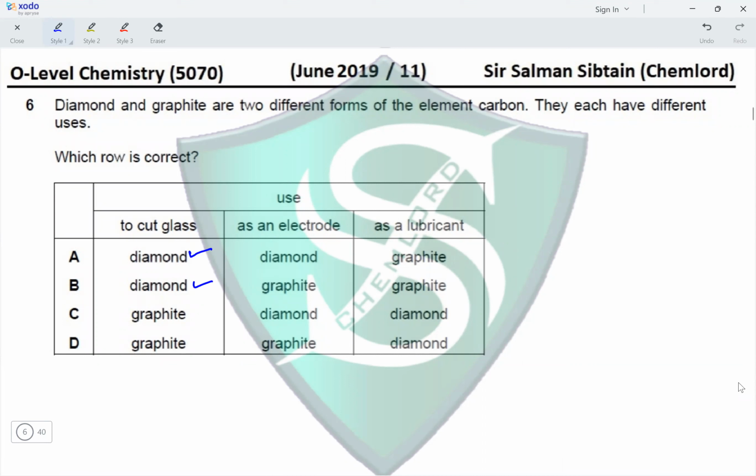So option C and D have been eliminated. As an electrode, that would be graphite. So option A has been eliminated. And as a lubricant, that would also be graphite. So option B is the correct option for this question.